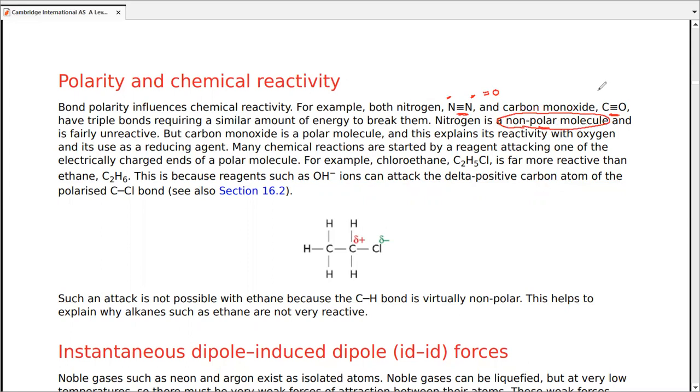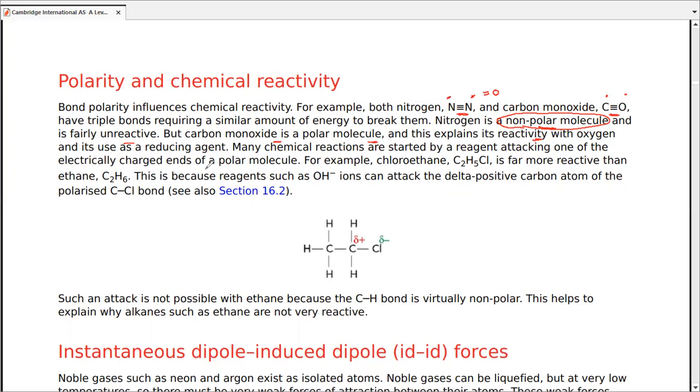On the other hand, if we do the same with carbon and oxygen, you would definitely understand oxygen has a higher electronegativity value than carbon. So of course, it would turn out as a polar molecule. And nitrogen being nonpolar would be fairly unreactive. Carbon monoxide being a polar molecule explains its reactivity with oxygen and its use as a reducing agent.